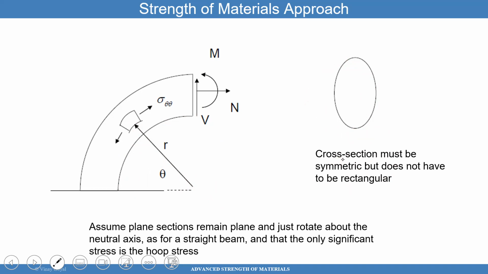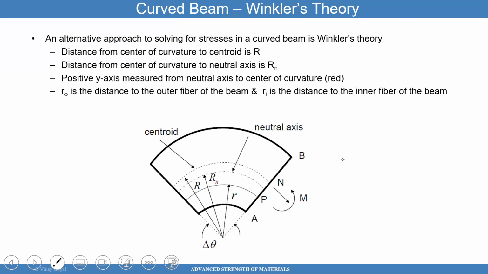The question becomes, how can I solve this without having to use the Airy stress function, which requires you to come up with the Airy stress function in the first place? We know it satisfies the biharmonic equation, but how do you do that in a successful way? So an alternative approach to solving for stresses in a curved beam is Winkler's theory.